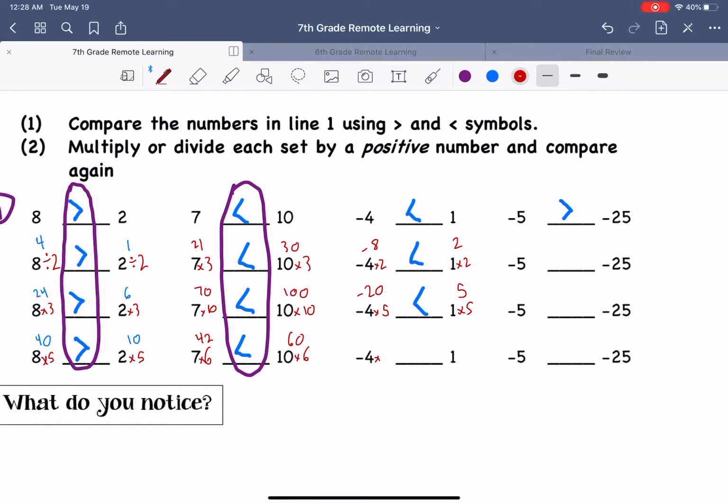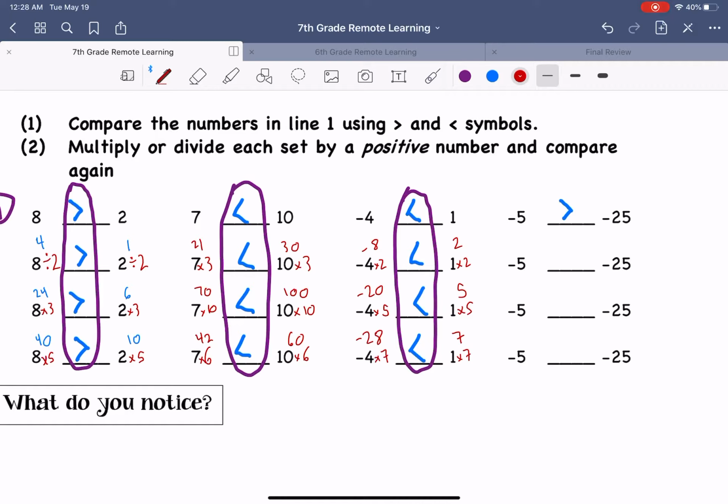And let's multiply by 7. Negative 4 times 7 is negative 28. And over here we have 7. Negative 28 is less than 7. So when we've got one negative, it still holds. We've still got an entire row of less thans. So nothing changed.